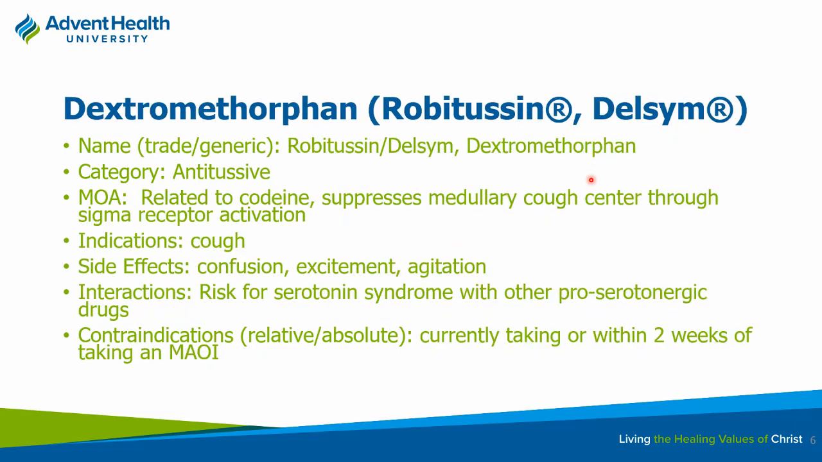Also, dextromethorphan. This one is going to be over the counter. Tessalon Perles or benzonatate is going to be prescription only. This one's available over the counter. We have dextromethorphan, or Robitussin is a common name for that one. Delsym is another one. This one is actually structurally related to codeine. It's actually within the same sort of chemical family.